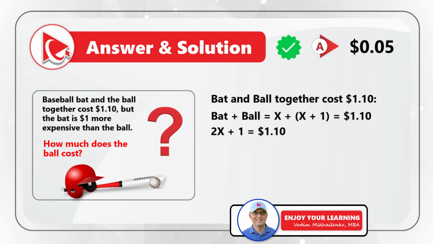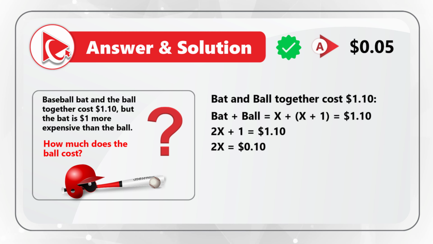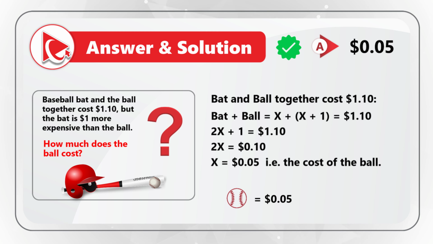If we simplify, we would find out that 2X equals 10 cents, which basically means 2 balls equal 10 cents, which means that the cost of 1 ball, which means that X, equals 5 cents. That tells us that the cost of the ball is 5 cents and the cost of the bat is $1.05.